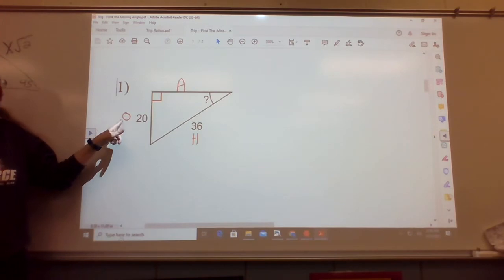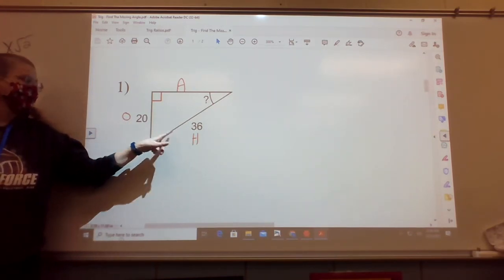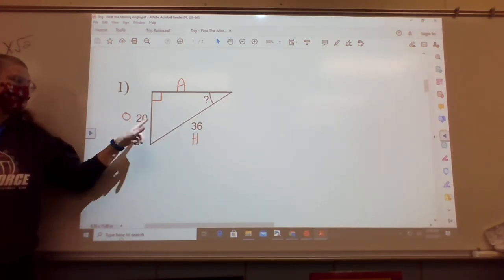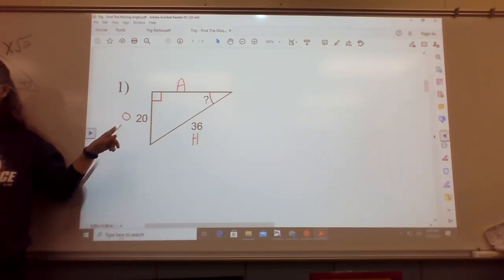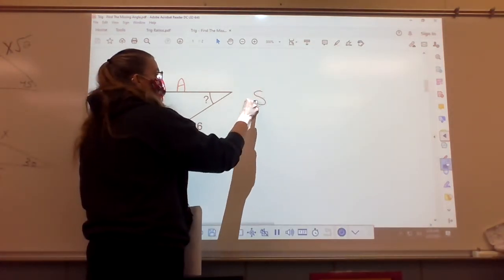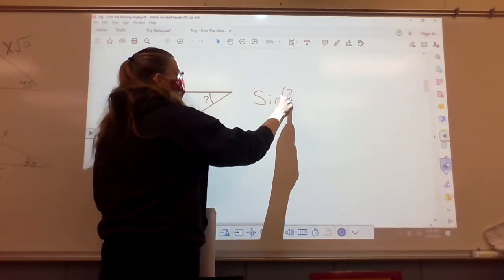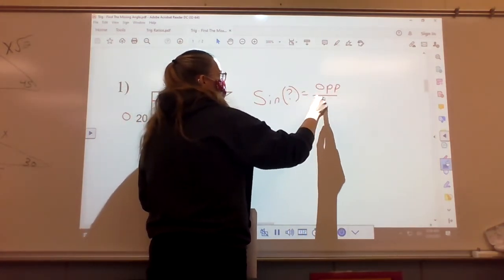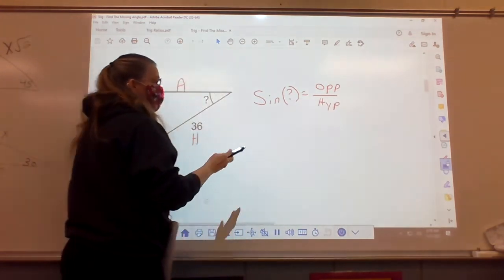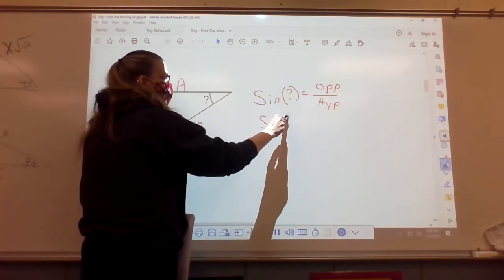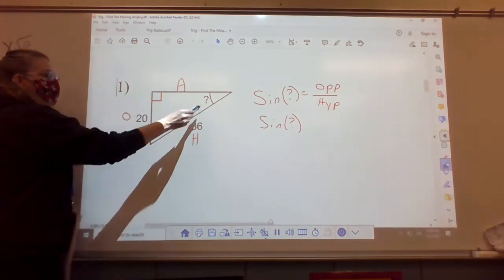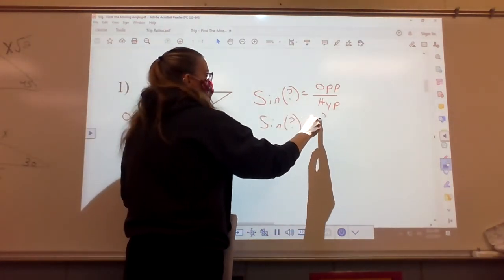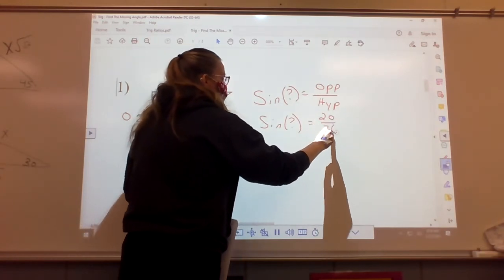So I need to pick a trig function that uses the H and the O or the O and the H. So which trig function uses those two sides? Sine. So I'm going to go sine of question mark. And we already know sine is opposite over hypotenuse. Sine of question mark, opposite over hypotenuse is 20 over 36.